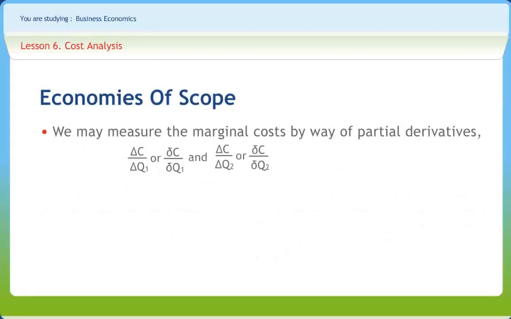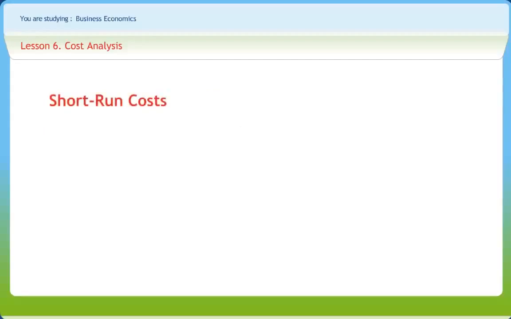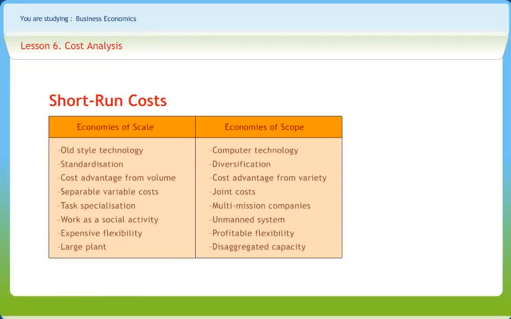Economies of scope are measured by the ratio of average cost to marginal cost when production process turns to joint products or multiple products. Despite the measurement difficulties, the economies of scope concept has provided a new logic for production, and it stands in sharp contrast to the old concept of economies of scale. The table shows the difference between the economies of scale and the economies of scope.